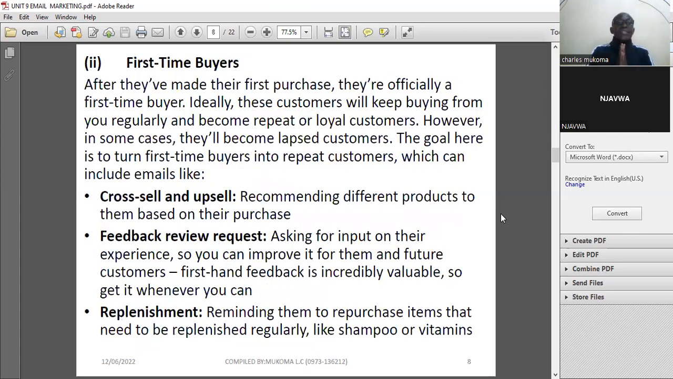First-time buyers. These are those prospects who have been converted and they are able to do business with us for the first time. First time to buy our product. First time to buy our service. Those are first-time buyers. Okay.